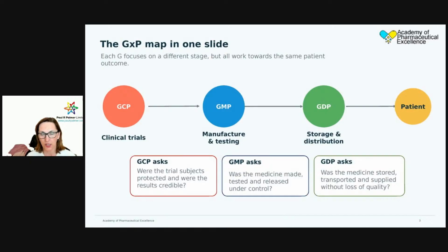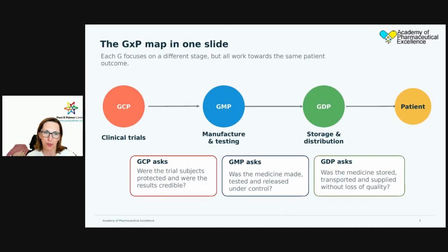And the third G, of course, is GDP. GDP stands for good distribution practice. It applies to the process after the manufacture and during storage, transport, and supply. It asks whether the medicine remained within the required conditions and whether its quality was protected all the way through its supply chain.